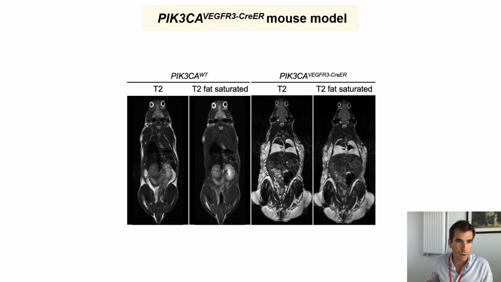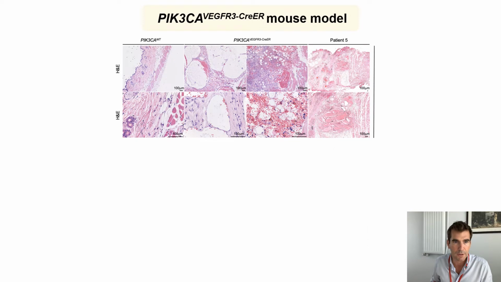You have an MRI of a wild-type mouse here, and here a mutated mouse, and you can see that when you remove the adipose tissue using some specific sequences, the mouse is developing plenty of cystic anomalies, large and microcystic, but also pleurisy, as you can see here, and ascites everywhere.